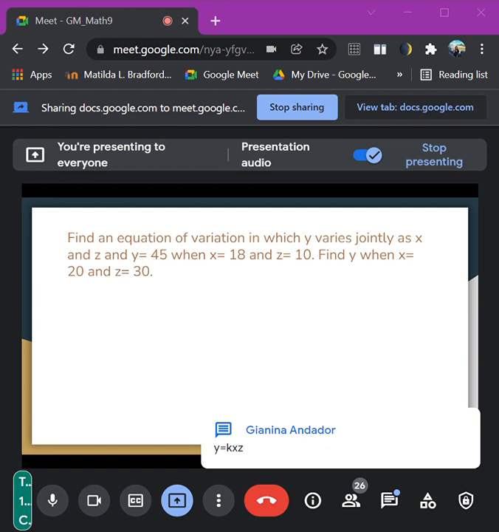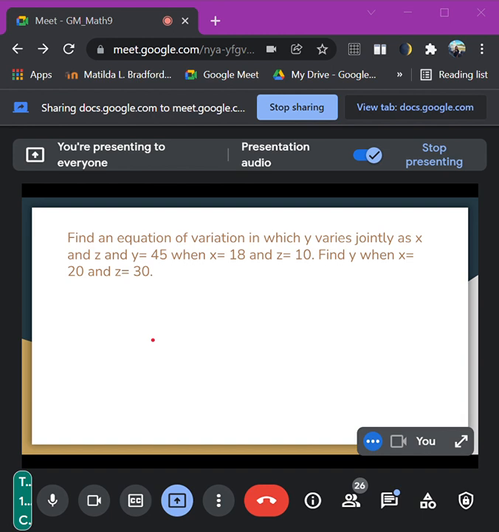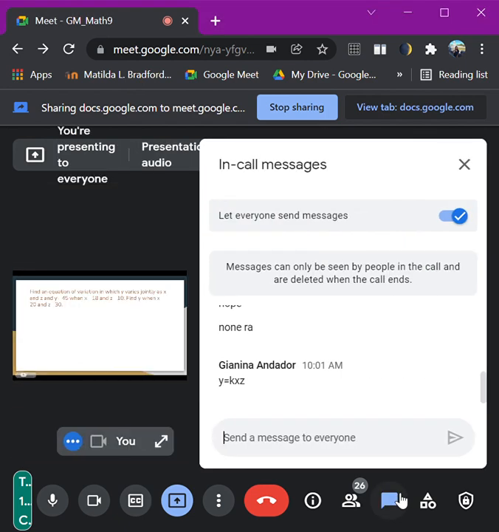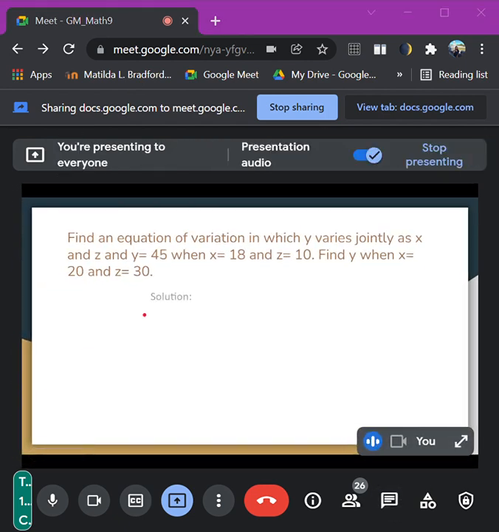Okay, so first step, we need to get our equation. So, what is the equation here, class? Y varies jointly as x and z. Okay, very good. So, we have y is equal to k times x times z. Here, y varies jointly as x and z, and k is the constant. Okay? Now, let's go to finding our k.